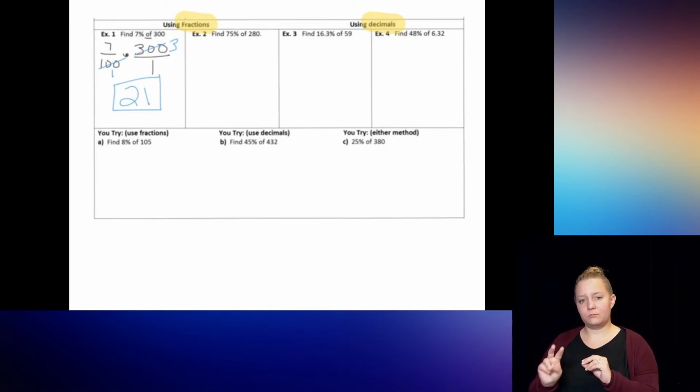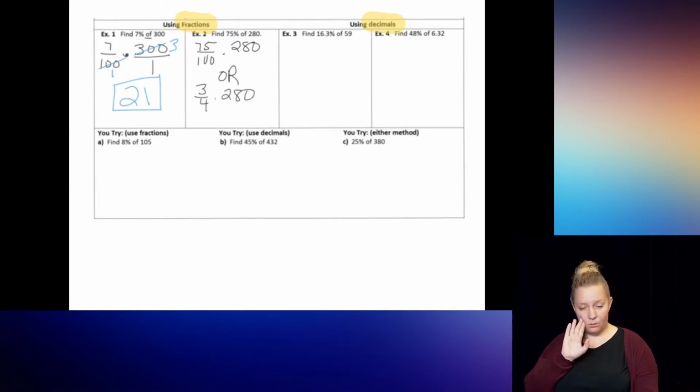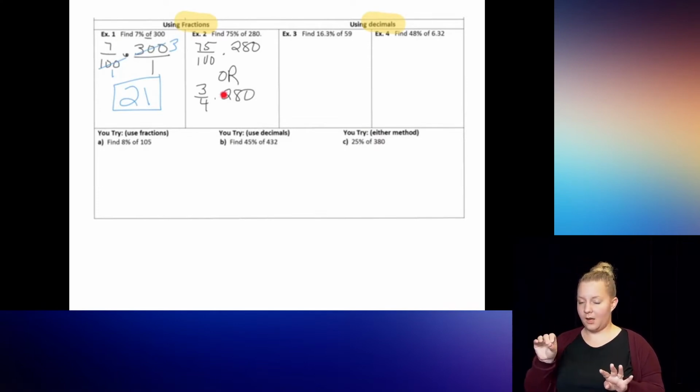That one says find 75%. You could either start out as saying 75 over 100 times your 280, or you could know 75% is one of those that you should have memorized. It's like 75 cents, 3/4, so 75% is 3/4 of 280. I'm going to choose that one because I see that the 4 and the 280 are nice to cross simplify because it's like a 28 and 4. So I'm going to do that one.